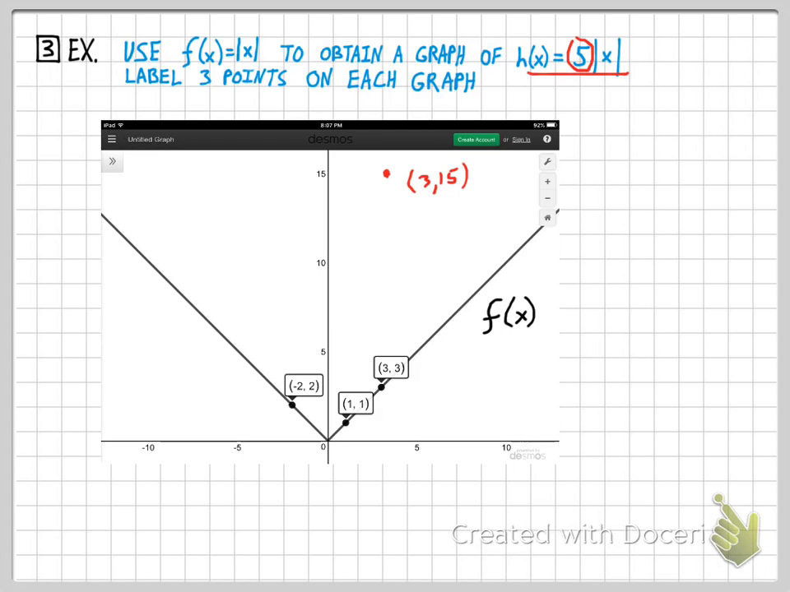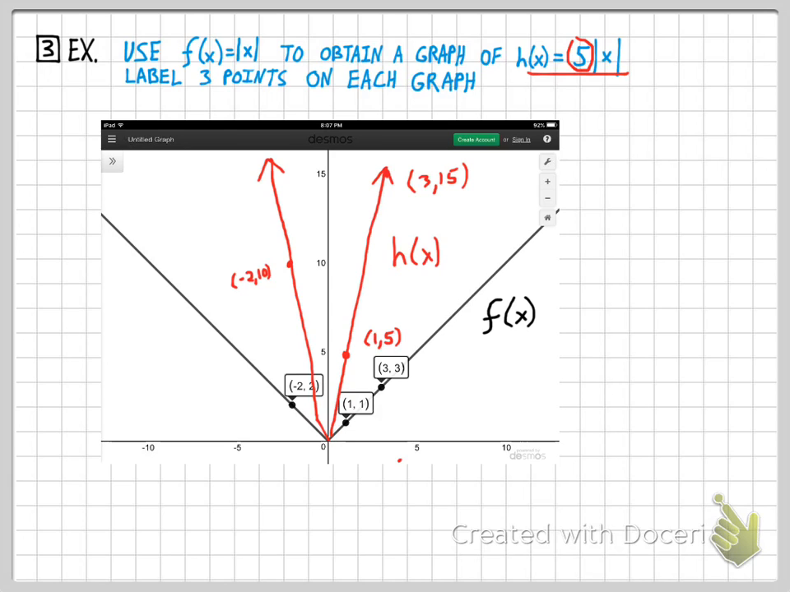Point 1, 1 is going to be stretched out. That's going to become 1, 5. And -2, 2 is going to become -2, 10. So tracking these points helps us kind of see what's happening. We then have to interpret that that's going to happen to every single point on the function. And when you do that, you're going to get a graph that's stretched vertically. Losing the shape of my V a little bit there, but we're just doing a sketch, so I want to capture that pretty well. That is my h of x function.